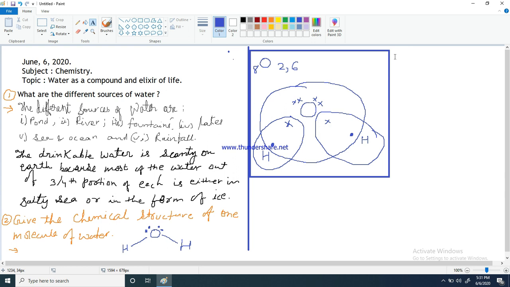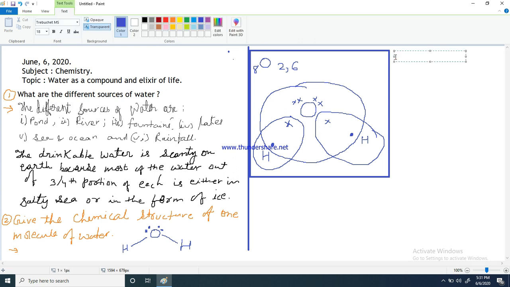I can choose a text and I can write: why does the volume of water increase when frozen, unlike other matter which contracts on cooling?